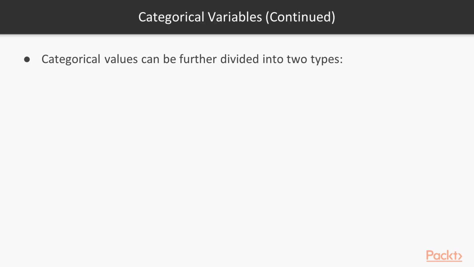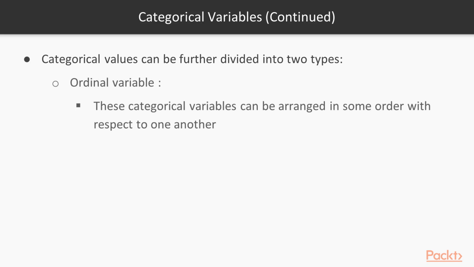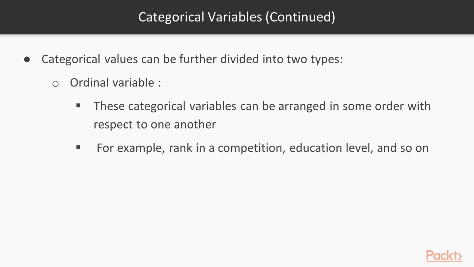Next up, we have ordinal variables. So ordinal categorical variables are those variables that can be arranged in some order with respect to one another. For example, suppose you achieve a rank in your class. Say it's first, second, third, fourth, fifth. Now first is greater than second. Similarly, second is greater than third. So you are able to arrange those values in some order.